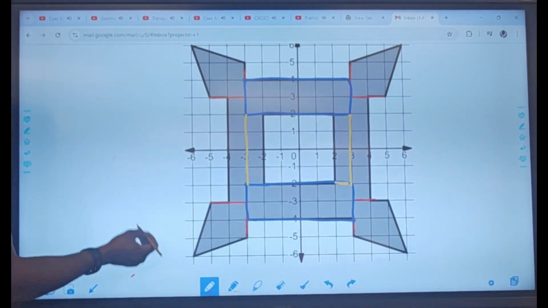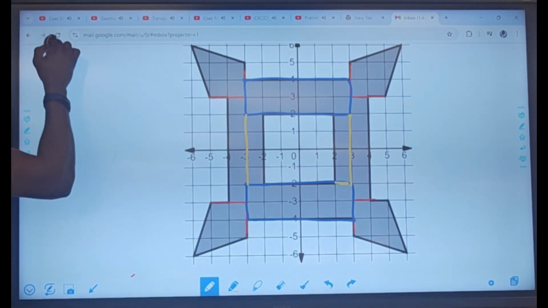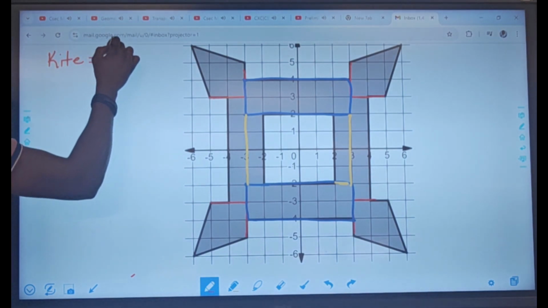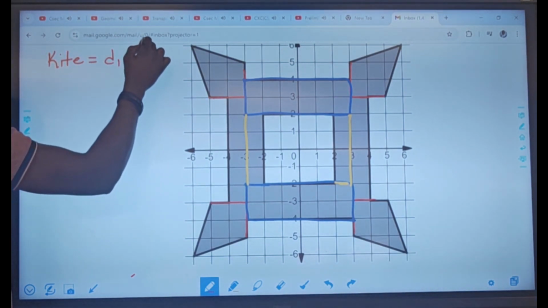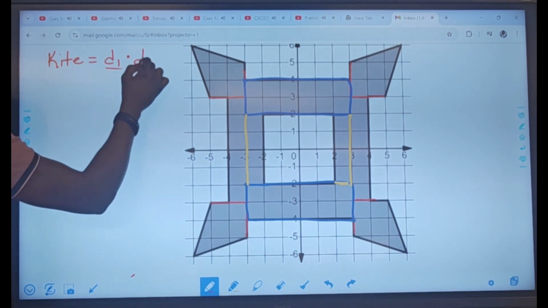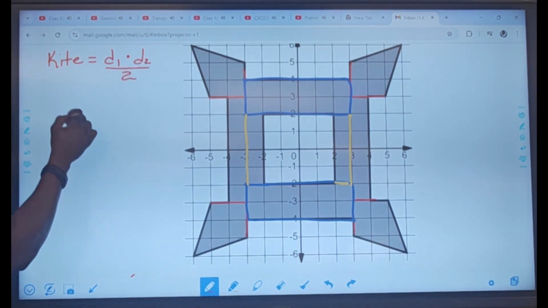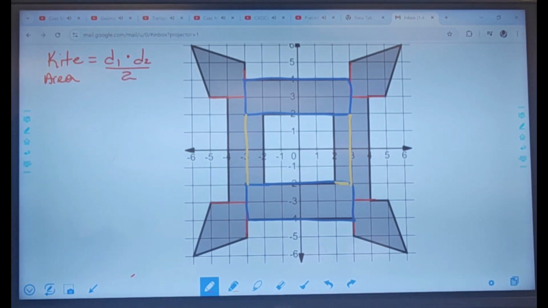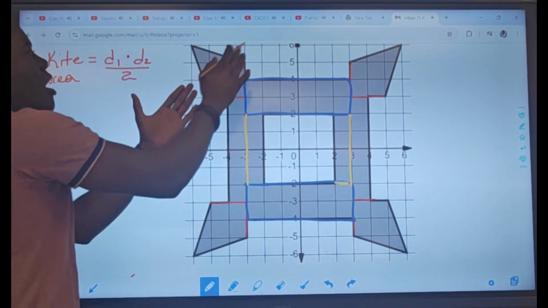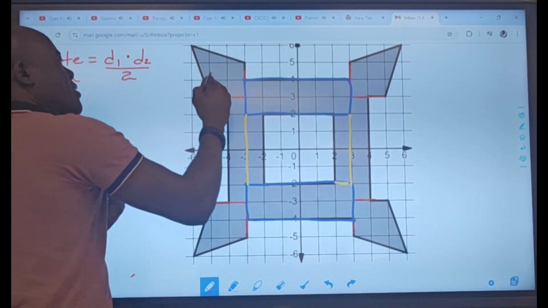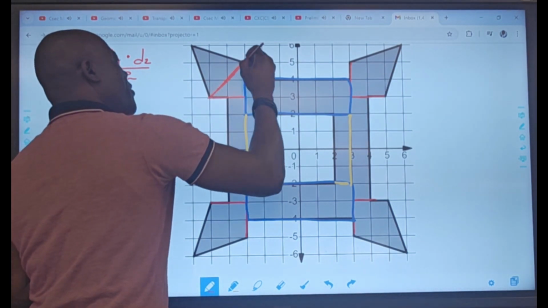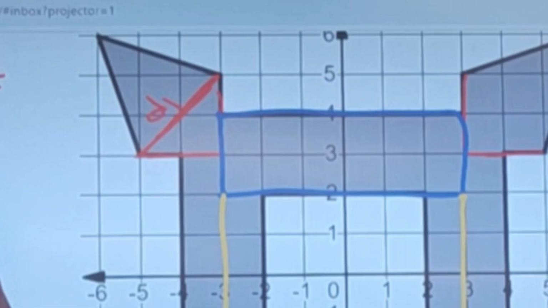But remember, the area of the kite is that we need diagonal 1, and we're going to multiply that by diagonal 2, and then we divide that by 2. That's the area of a kite. All right? Now, these are congruent kites. Let's look at diagonal 1, which is right here. So that's my diagonal 1 right here. I'm just going to call that D1.